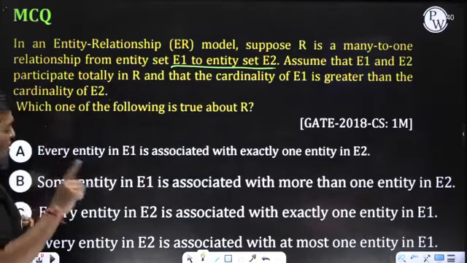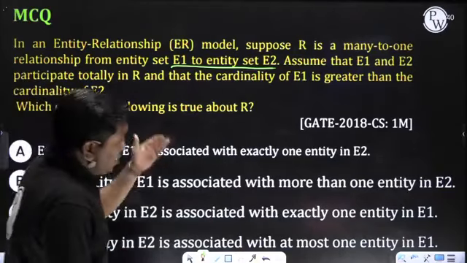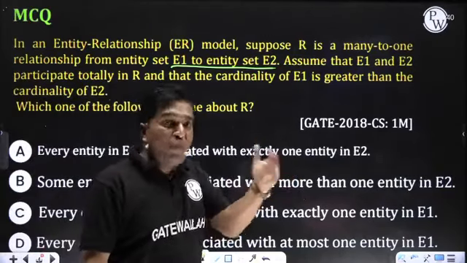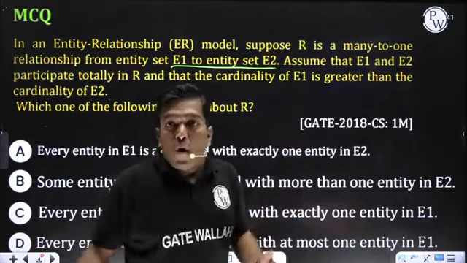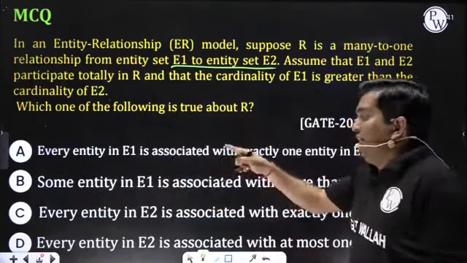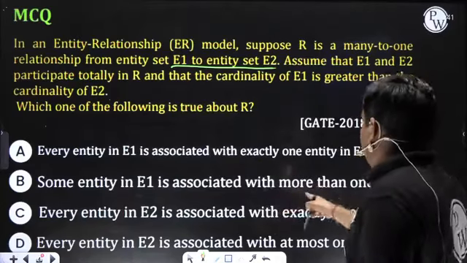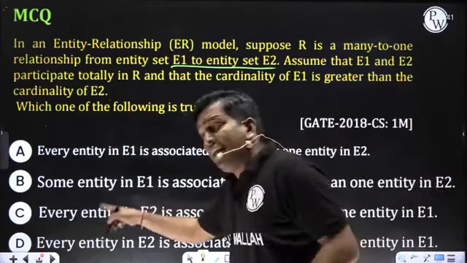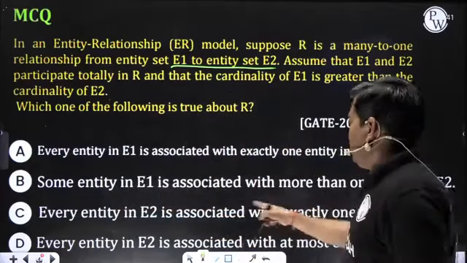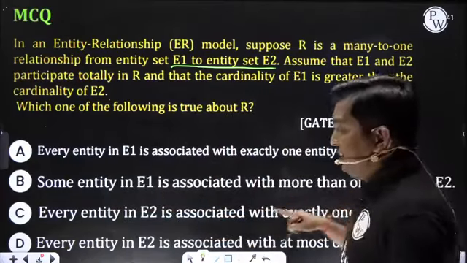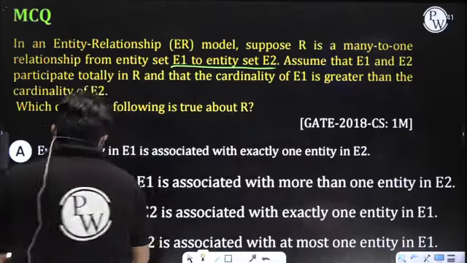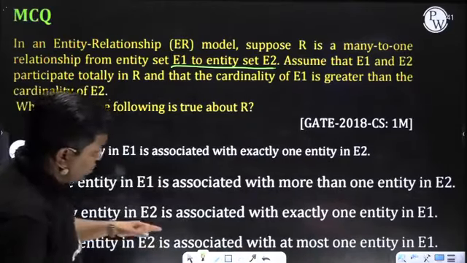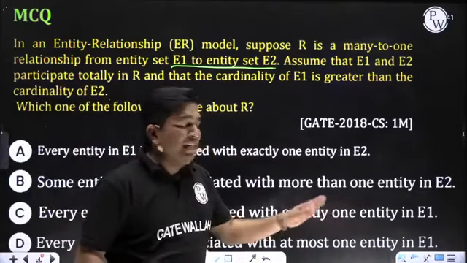Option A, every entity in E1 is associated with exactly one entity in E2. Option B says some entity in E1 is associated with more than one entity in E2. Option C, every entity in E2 is associated with exactly one entity in E1. Option D, every entity in E2 is associated with at most one entity in E1.